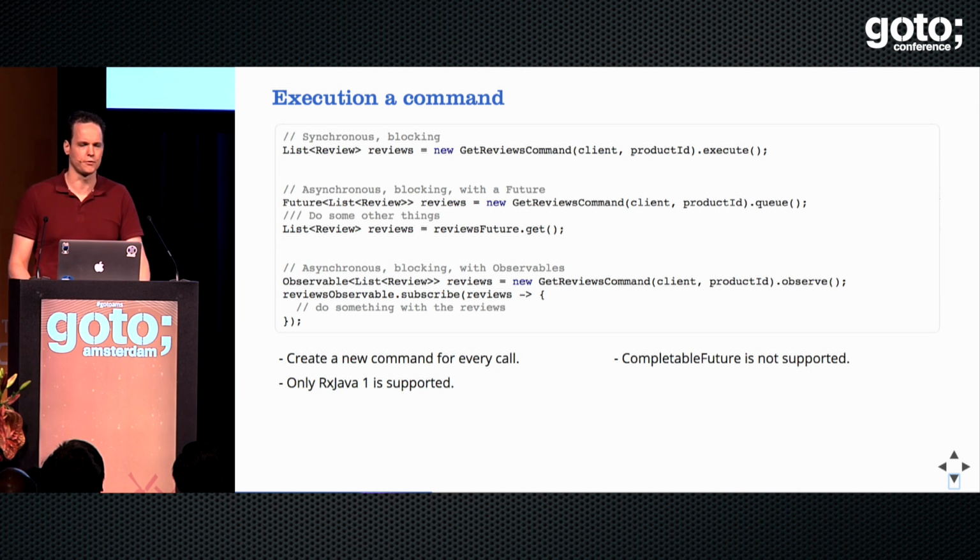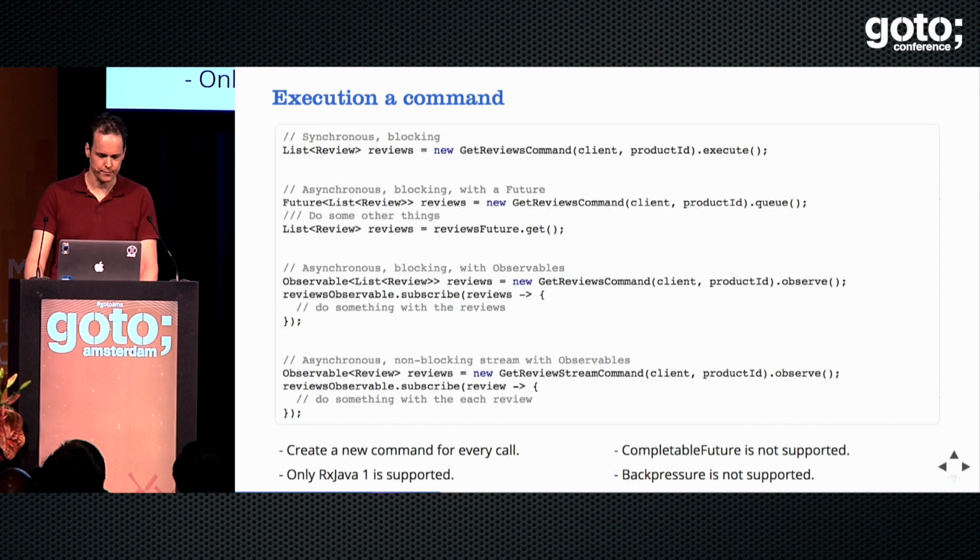There is no support yet for RxJava 2 or for Reactor. If you're interested, hopefully at some point it will start with Hystrix 2 and it will have that support. You can also do streaming, where it's similar, but then you implement that Hystrix observable command. And here you see again .observe, but now you get a callback for every review that comes over.